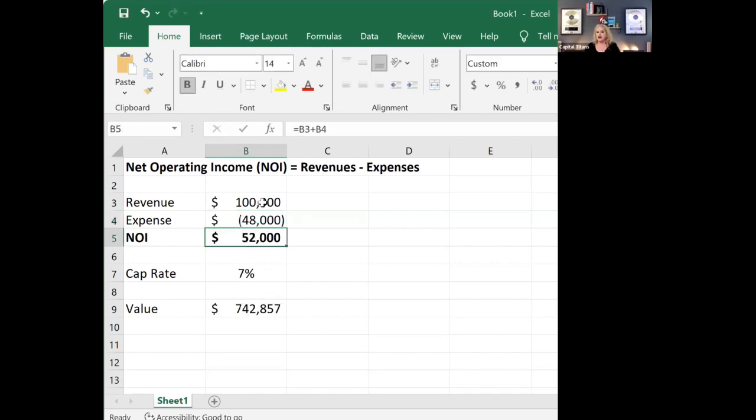Okay, so now our net operating income is $52,000. And look at what happened to the value of the property. It went from $571,000 to $742,000. So that's the whole idea with value add and why we like there to be value add opportunities.